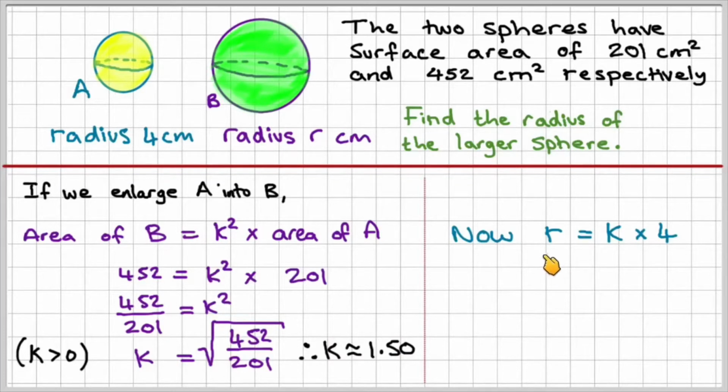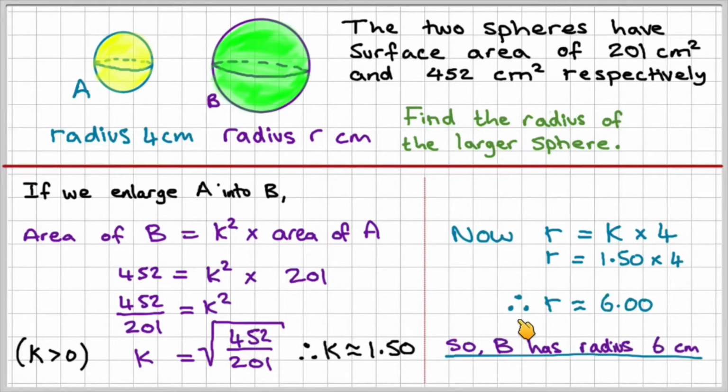Now to find the radius, we can do K times 4 because we know that 4 is the original radius of sphere A. So the radius is equal to 1.5 times 4, which roughly gives us a radius of 6.00. So B has a radius of 6 centimeters. I hope that's what you've got. If you haven't, make sure you pause the video and you make sufficient notes in your copybook.